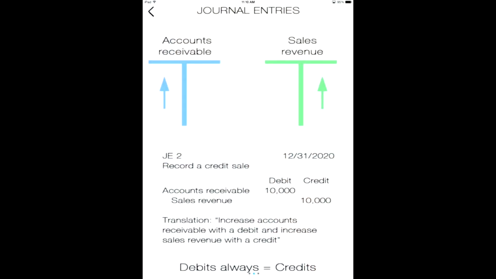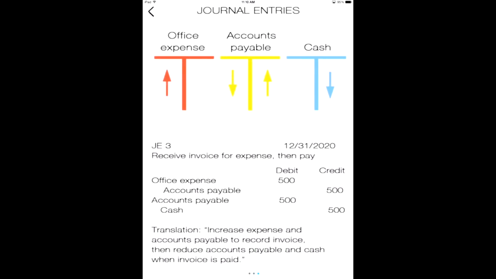Coming back into the app here, we're just finishing up with journal entries. And so now we have a journal entry, or an accounting entry that has 3 different accounts: receive, and invoice, and then pay. So actually, 3 accounts are affected with 4 different transactions. Office expenses increase with the debit, accounts payables increase with the debit, and then when the invoice is paid, accounts payable goes down, and so does cash. Translation: increase expense and accounts payable to report invoice, then reduce accounts payable and cash when invoice is paid.